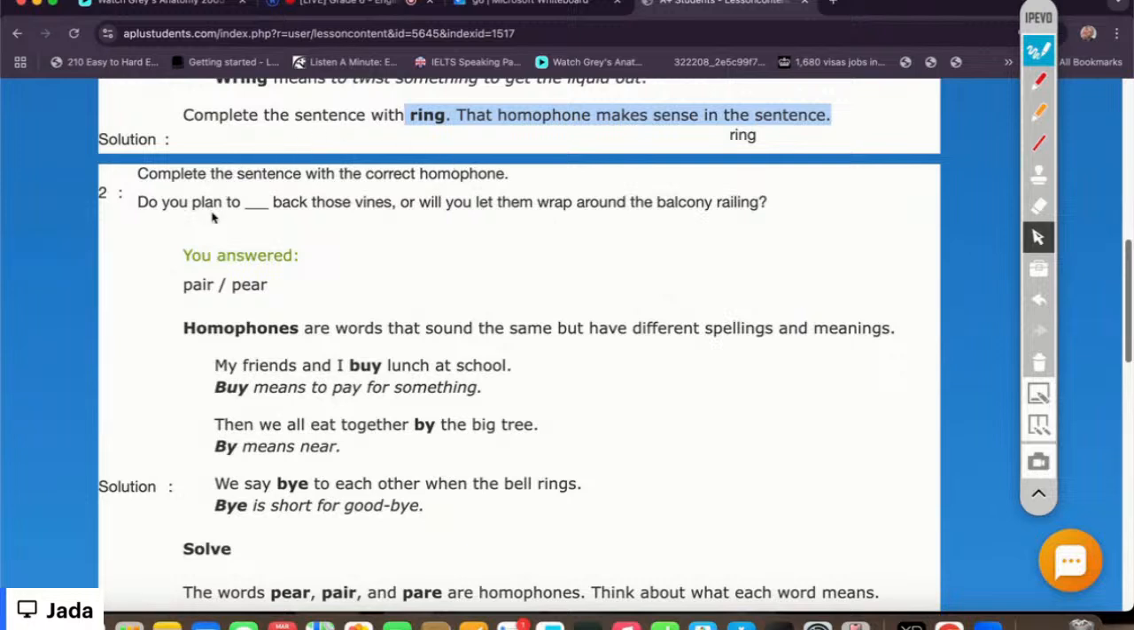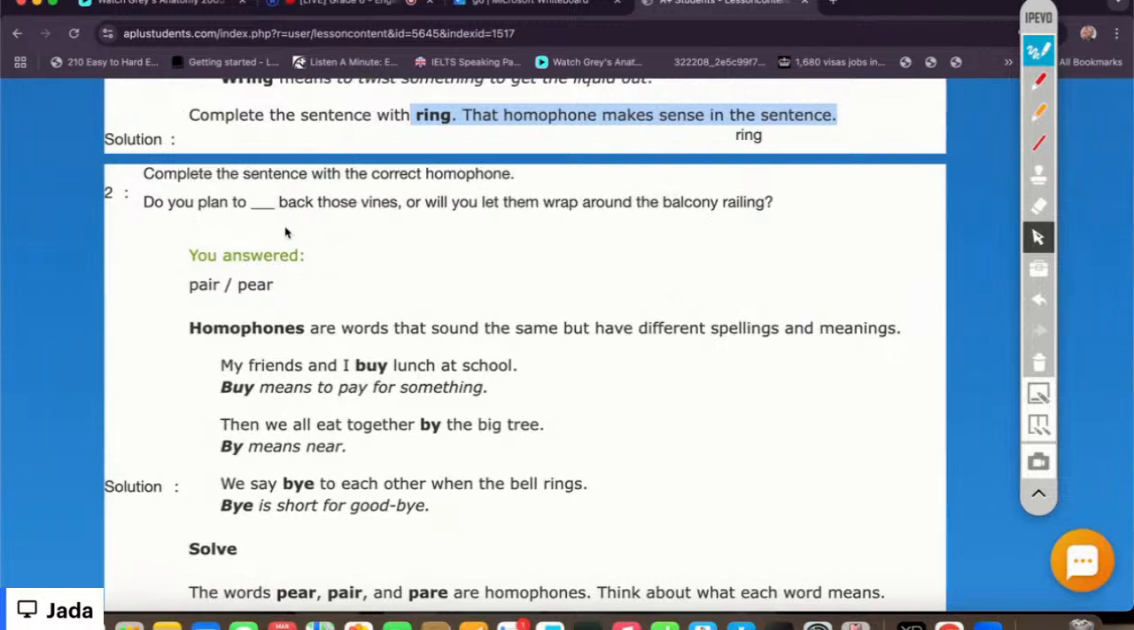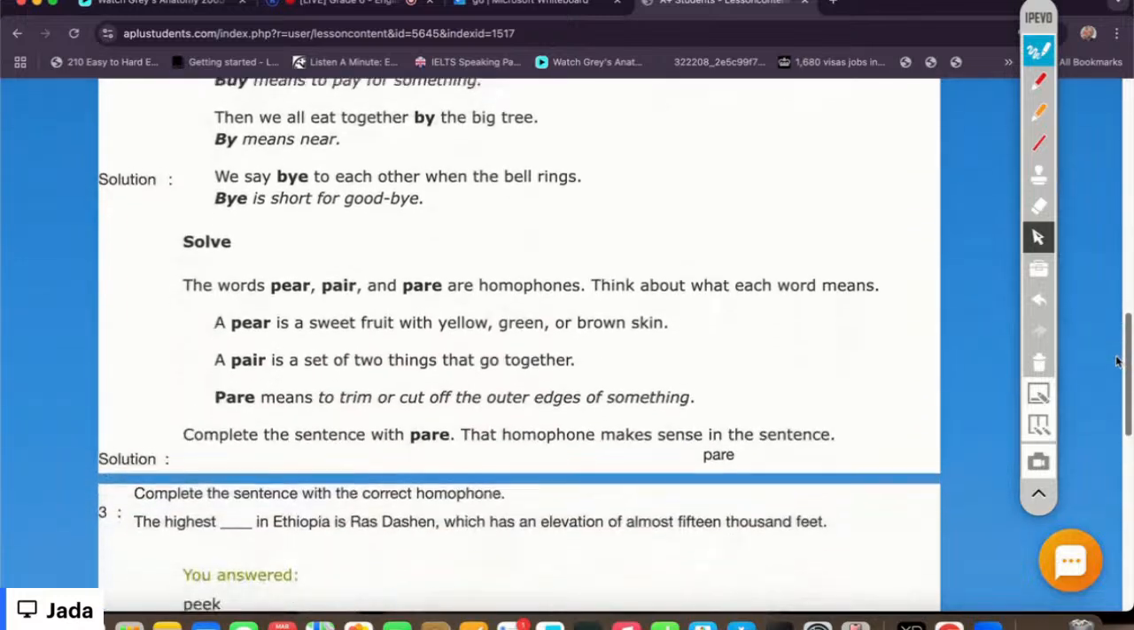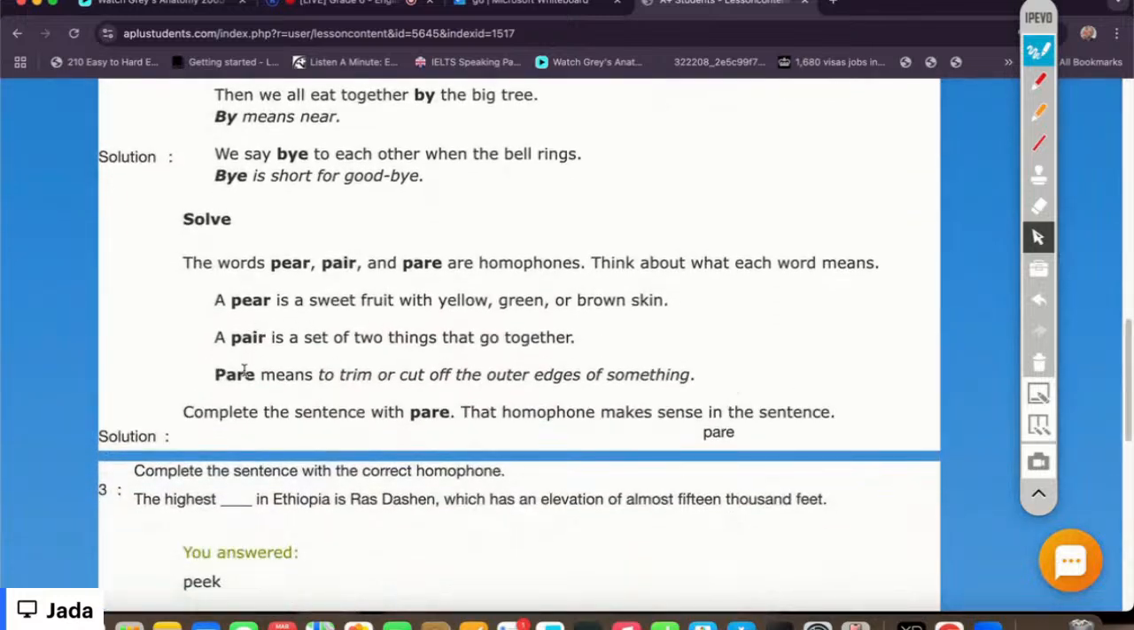All right, so we have: do you plan to prune back those vines or will you get them wrapped around the balcony railing? So, what is it here? So, pear or pair or pare, which of them? So, pear is like a fruit, yeah? And then pair is a set of two things that go together. And then pare means to trim or cut off. So, from the sentence, we know that we need this one, pare, to trim, cut off. Okay?